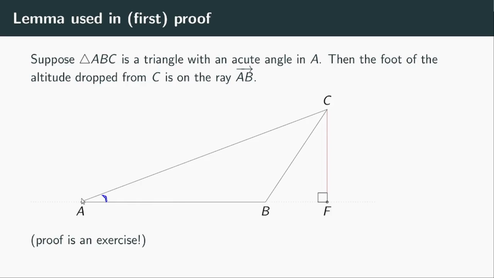Right, so this one, it's a little exercise for you to do. I'll give you the hint. If you suppose that F is on the opposite side of A, so over here on the left, then you can grind through with the angles, and you can show that you must have that the angle in A is obtuse. Right, so you can basically prove the contrapositive of this statement.